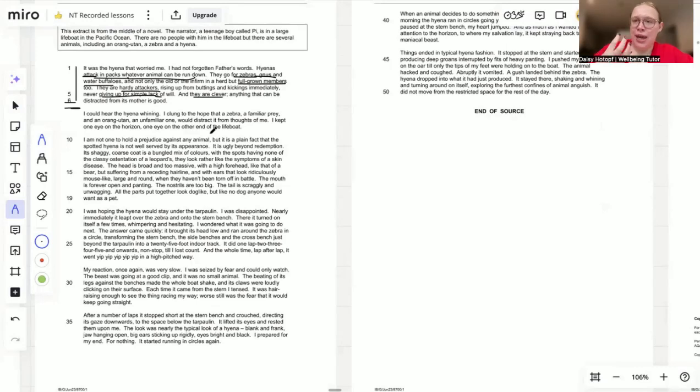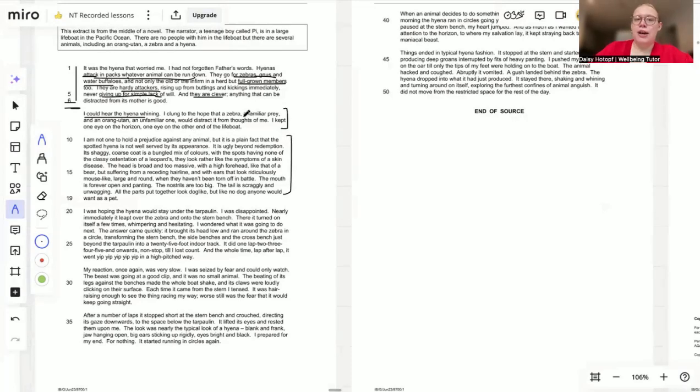And how does he convey that worry? How does he convey that concern through structural devices? So sentences, punctuation, paragraphing. You might say here you got quite a short paragraph, right? Followed by a longer paragraph. So we get this idea of his fear in that first paragraph. You might say, okay, we've got a short sentence here and it's followed by a really long sentence, a much longer sentence. I clung to the hope that a zebra, a familiar prey, and an orangutan, an unfamiliar one.